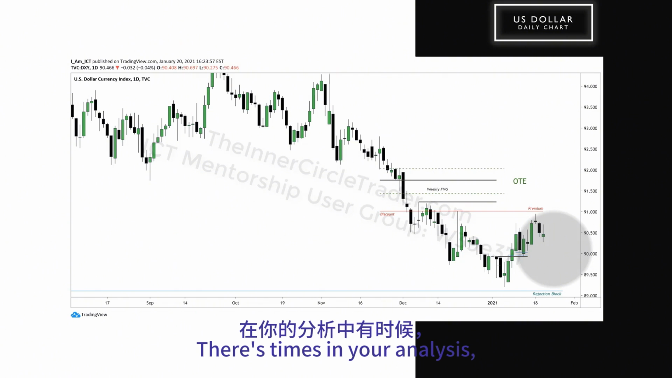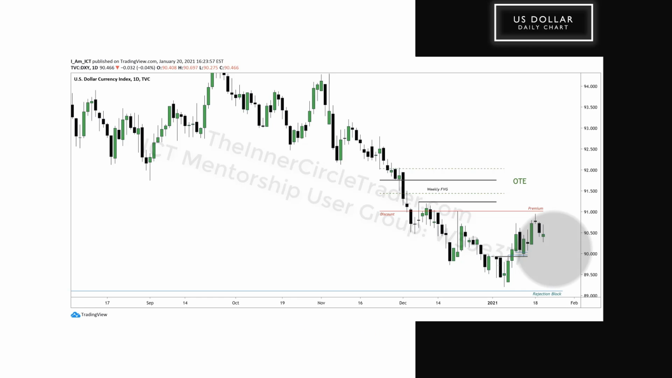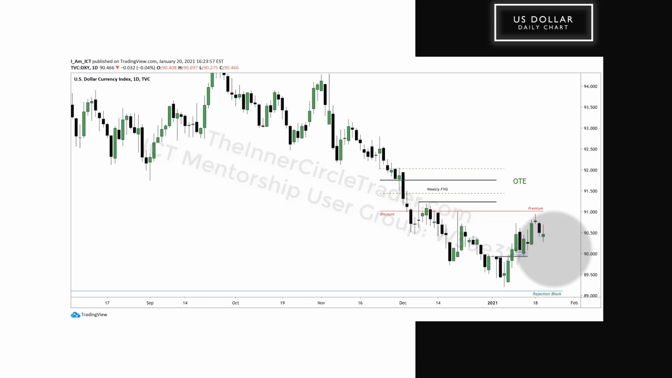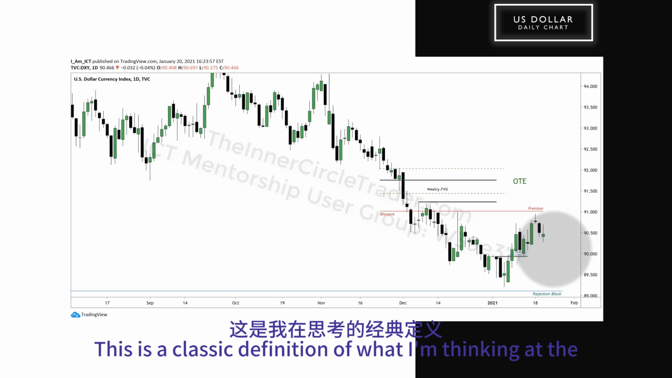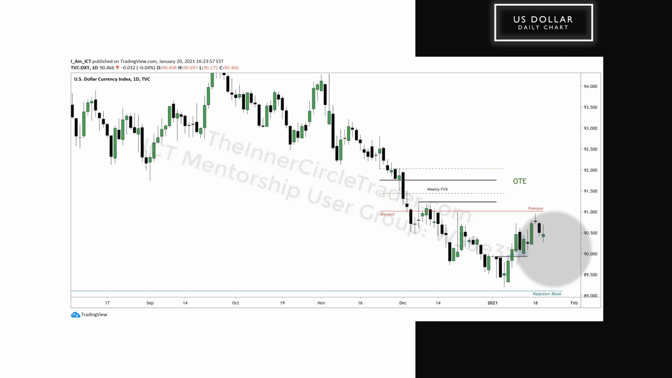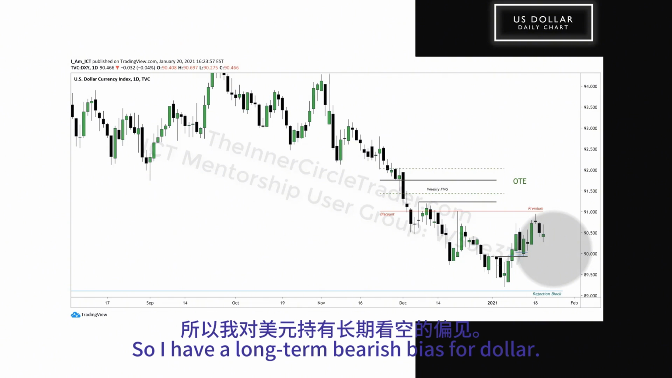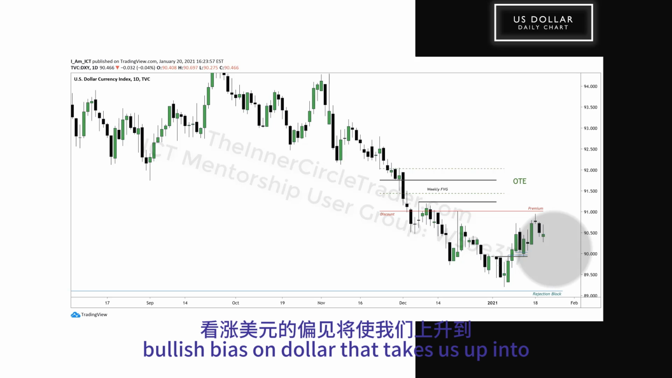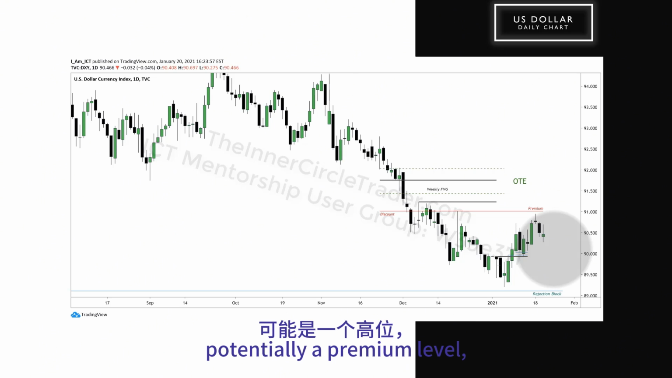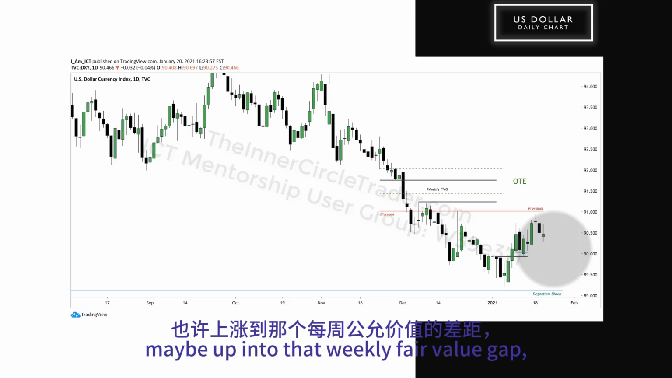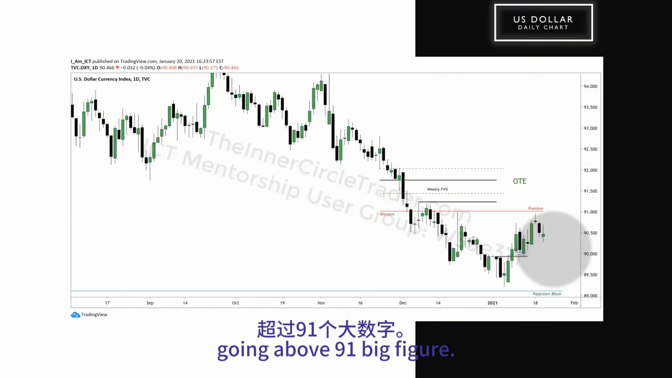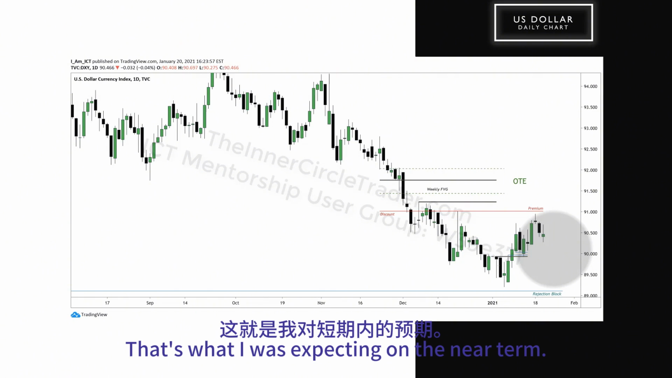There's times in your analysis, and you've seen me if you've been here for a number of years already, the periods where I need to wait for more information. This is a classic definition of what I'm thinking at the time when those instances occur. So I have a long-term bearish bias for dollar. I have a short-term bullish bias on dollar that takes us up into potentially a premium level, maybe up into that weekly fair value gap, maybe into the optimal trade entry. At the very minimum, going above 91 big figure. That's what I was expecting on the near term.